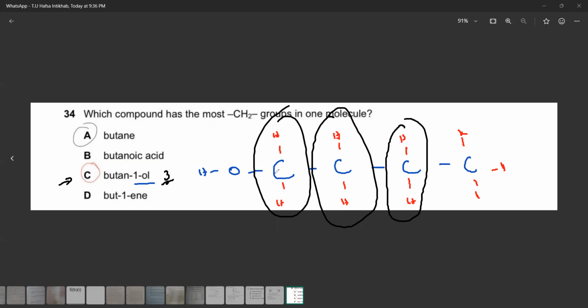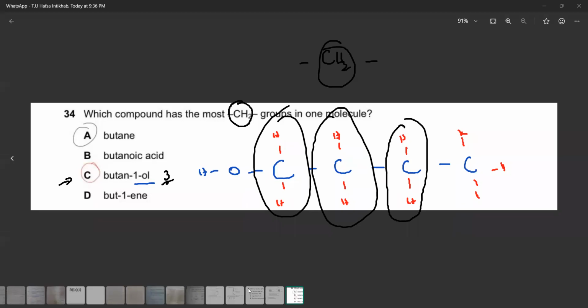Yes, one of the carbons is attached to OH, but the question is which molecule contains the most CH2 groups. That CH2 group might be attached with anything, that does not matter, because they did not say that CH2 must be attached with oxygen or a carbon. They just said which compound has the most CH2 groups in one molecule. Is it clear, this one?